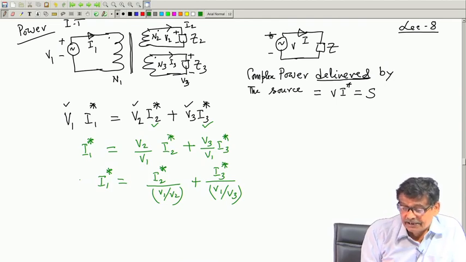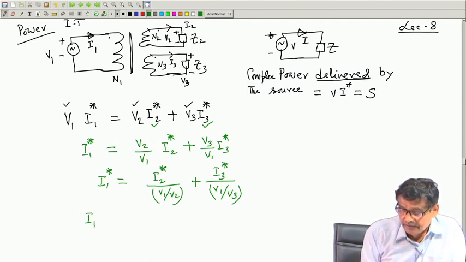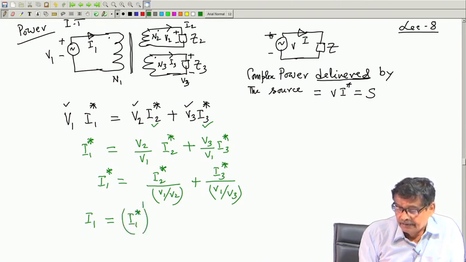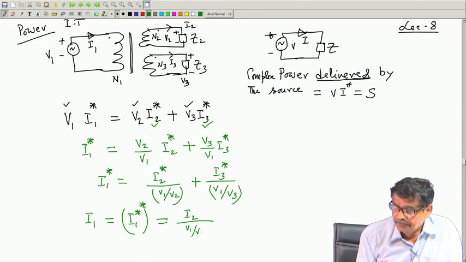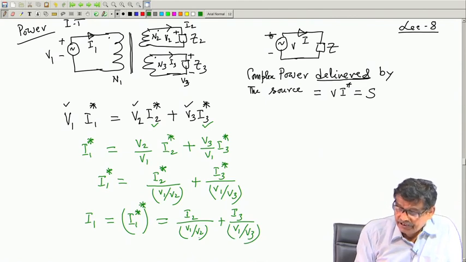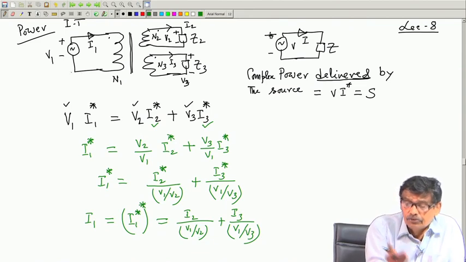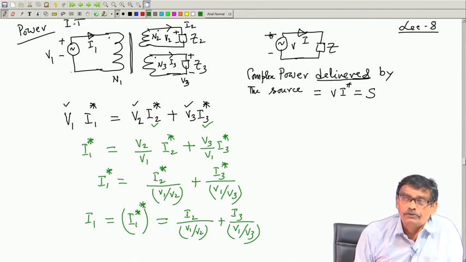If you have calculated I 1 star, once again take conjugate of both the sides. So, I 1 then will be equal to I 1 star, take once again conjugate, and the conjugate of the respective terms, it will simply become V 1 by V 2 plus I 3, another conjugate I am taking. So, it is becoming I 3 V 1 by V 3. Mind you, this I 1 you will get magnitude and angle. Therefore, what is the effective impedance seen by the source? It will be simply V 1 by I 1 and so on, everything is known now.